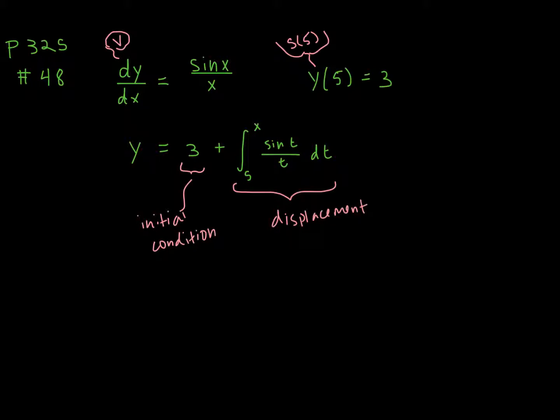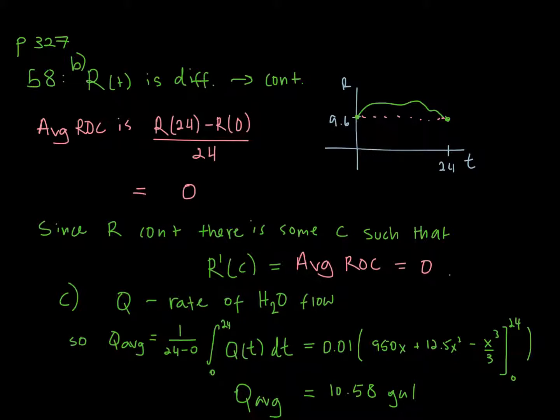Right, page 327, number 58, part B here. We're looking to show that the instantaneous rate of change of our function r of t must at some point be equal to 0. And whenever you're thinking about showing that the instantaneous rate of change has to be equal to some value, you are looking to use the mean value theorem, because the mean value theorem says, look, if you can find the average rate of change between 2 points of a continuous function, then you know at some point along that function, the instantaneous rate of change is going to be equal to that average rate of change.